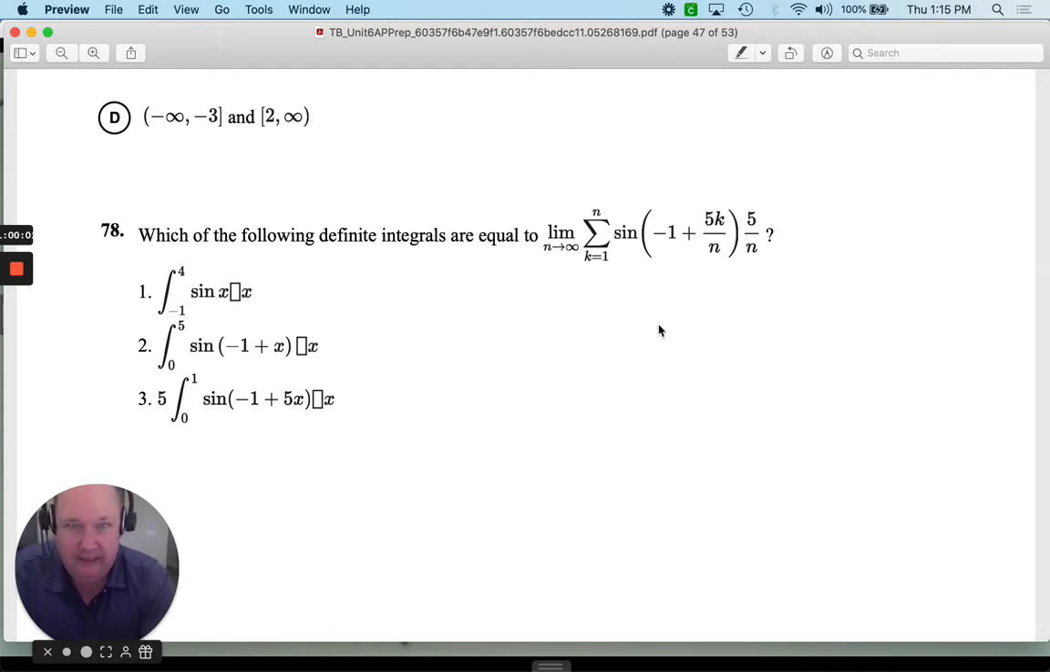So for number 78, that's a Riemann sum as an infinite sum using sigma notation. The first part is the height, and the second part is the width. It's a Riemann. It's a rectangle. It's the height times the width. And so if I look at each one, it gives me that. So the answer to 78 is all three could be described using sigma notation here.